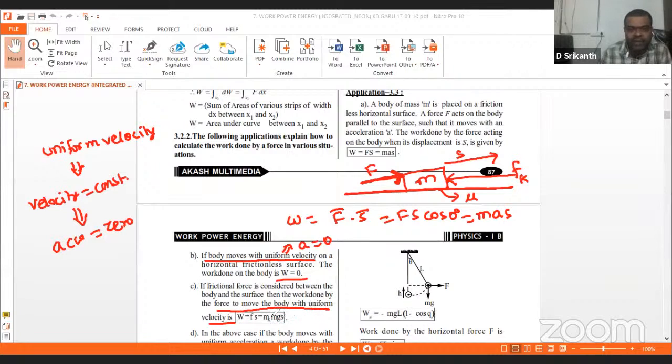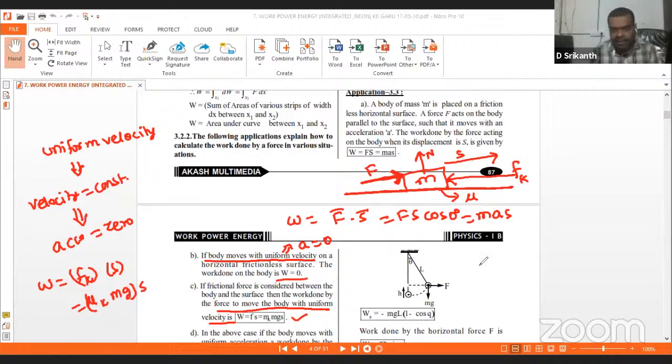That is work done is equal to mu k Fk into s. That is mu k mg, because frictional force Fk means mu k times N. On a horizontal surface, normal force is balanced by mg. So kinetic frictional force, I can write as mu k mg. That's why they wrote this.